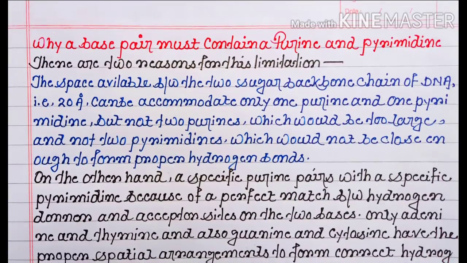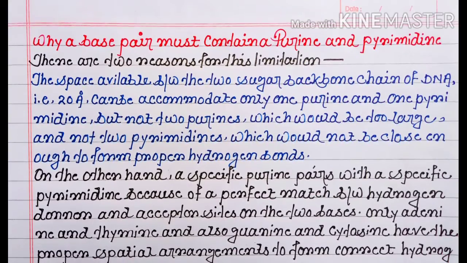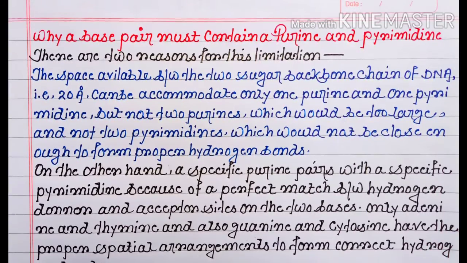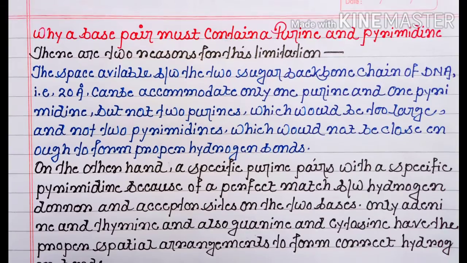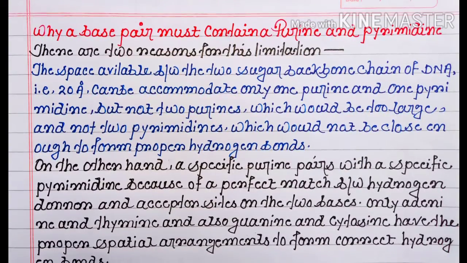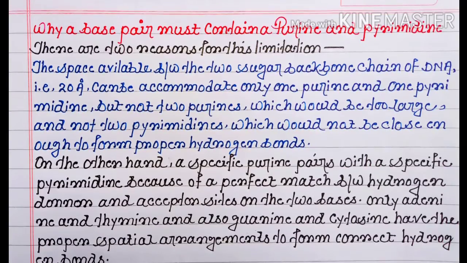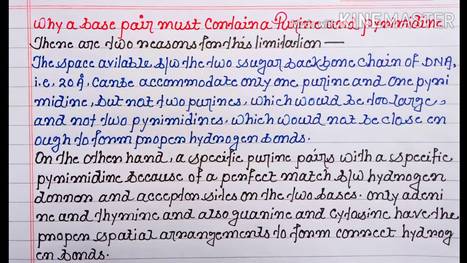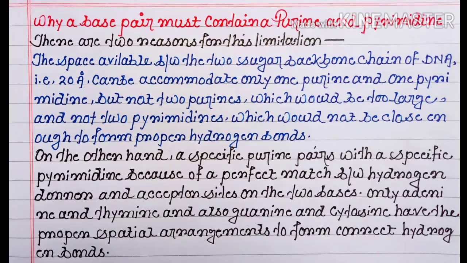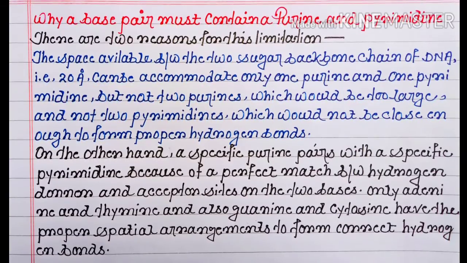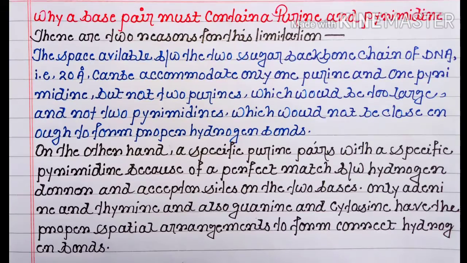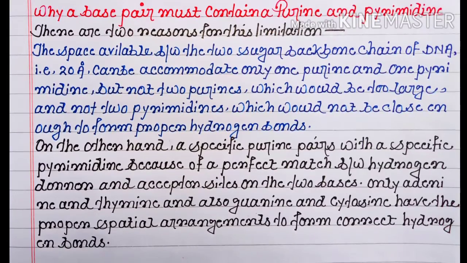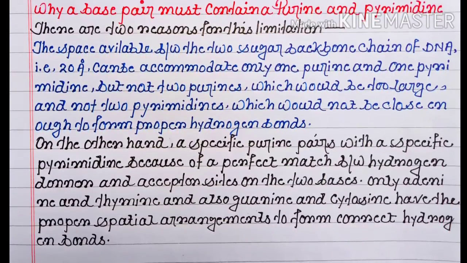Now, the special topic is why a base pair must contain a purine and a pyrimidine nitrogen base. There are two reasons for this limitation. The space available between the two sugar backbone chains of DNA, that is 20 Angstrom, can accommodate only one purine and one pyrimidine, but not two purines, which would be too large, and not two pyrimidines, which would not be close enough to form proper hydrogen bonds.